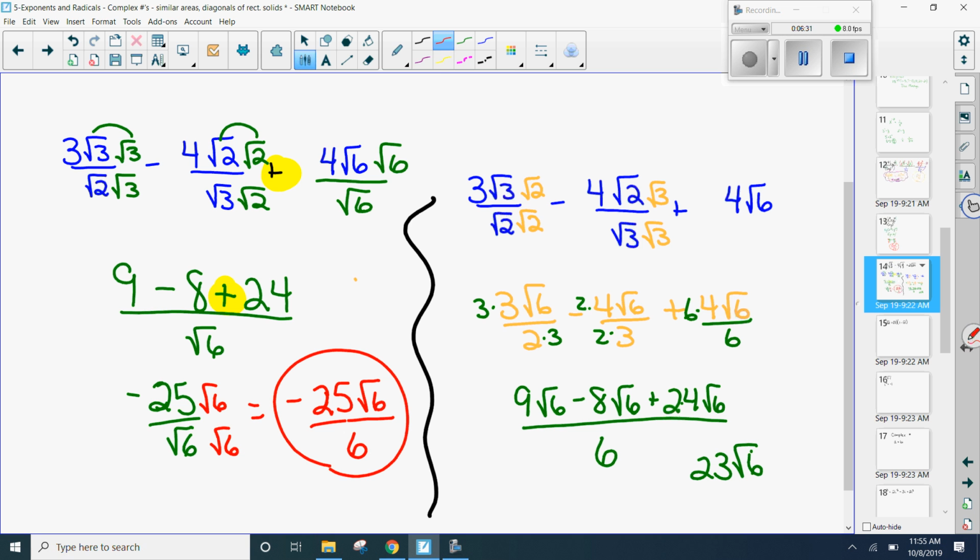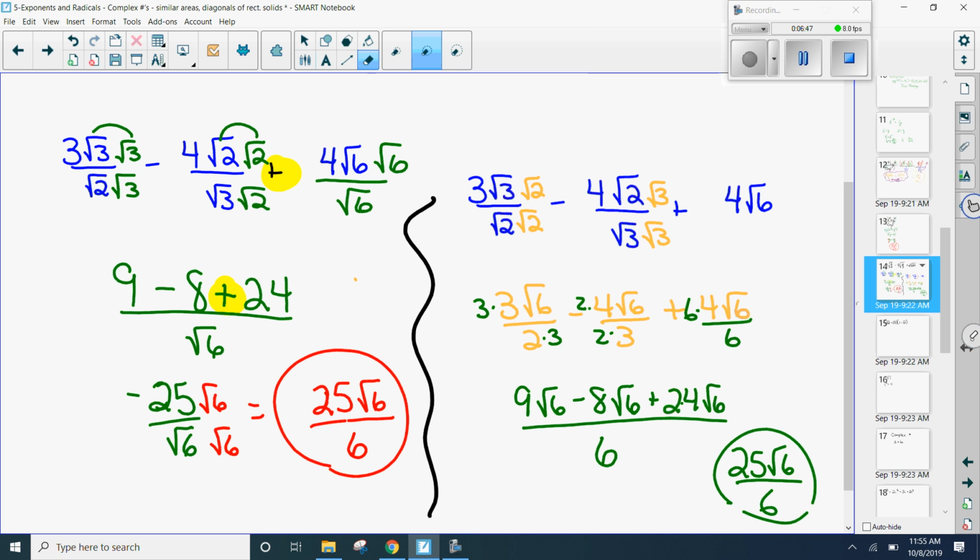So yes, over here, when we group those together, we end up with 25 radical 6 over 6. Same answer, I don't care which way. And why do I have a negative right there? That should be positive. Yes. So you get the same answer either way.